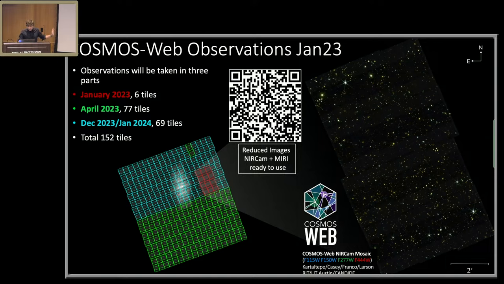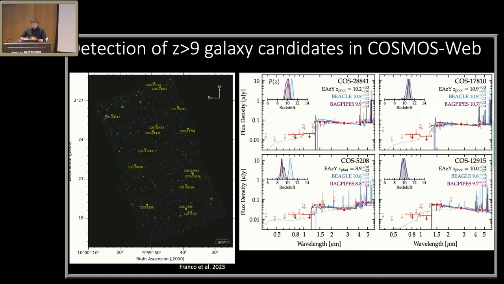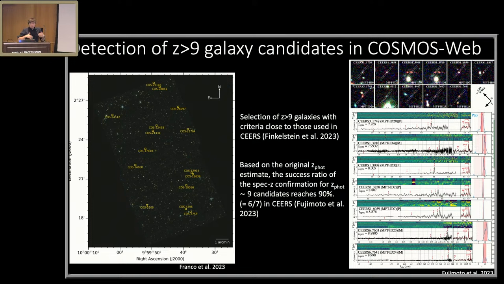In this 4% of the survey, we detected 15 galaxy candidates at redshifts greater than 9. We can see the spatial distribution on the left, the SEDs on the right. Until spectroscopic confirmation, they will remain candidates, with possibly some low redshift contaminants. But we are quite confident with this selection because with a quite similar selection criteria in SIRS, the confirmation rate for galaxies at redshift 9 reaches 90%.